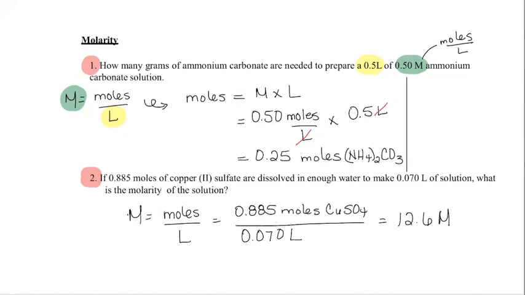So to calculate the molar mass for ammonium carbonate, I'm just going to put it in the corner. So for those students that still need practice with this, for the molar mass for NH4 2CO3, we have nitrogen, hydrogen, carbon, and oxygen. So I'm going to write the atomic mass that is in the periodic table. Nitrogen is 14.0067. Hydrogen is 1.00794. Carbon is 12.0107. And oxygen is 15.9994.